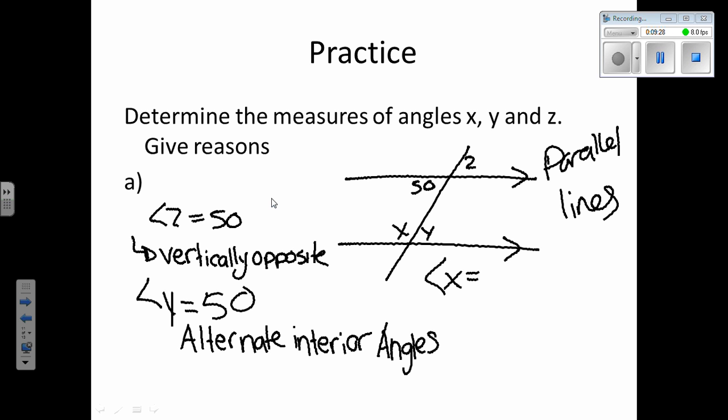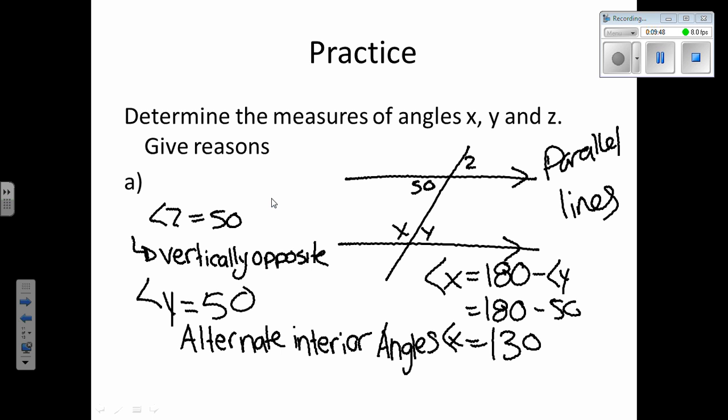So x is supplementary to angle y, and we already know angle y to be 50. Therefore, we could say the reason is because it's supplementary to angle y. All right, let's try B together.